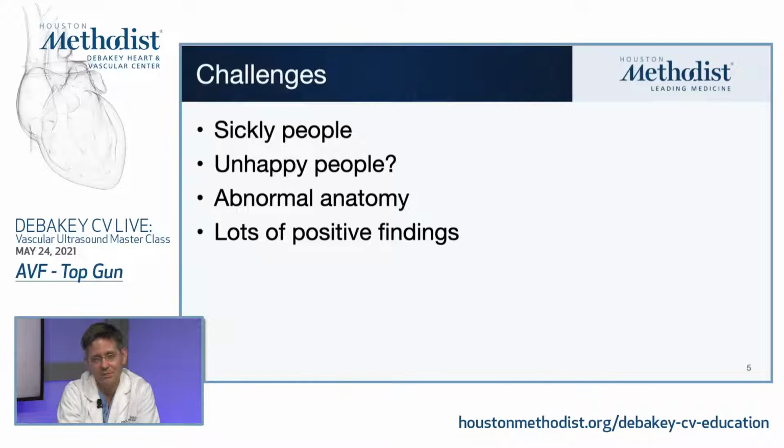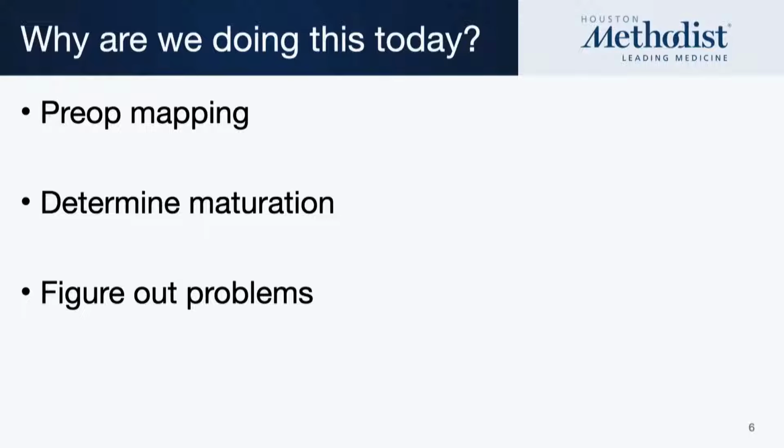We've done some serious procedures and rearrangement of parts, which can lead to lots of strange findings, and there are lots of positive findings, right? Almost never are these like a negative DVT study, right? These almost always have something positive, and the question is what's going on? So why do we send people to the vascular lab, and what do we need back, right?